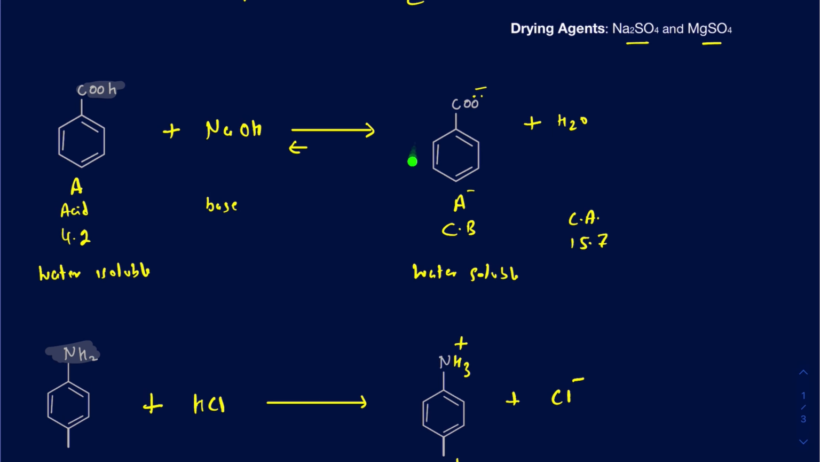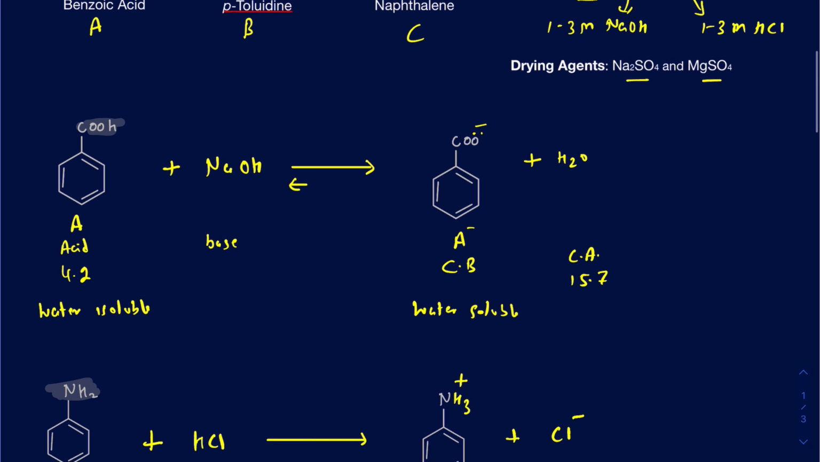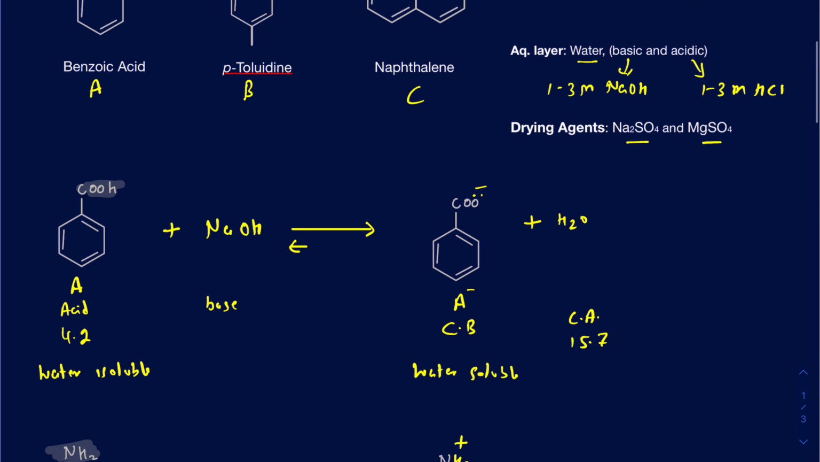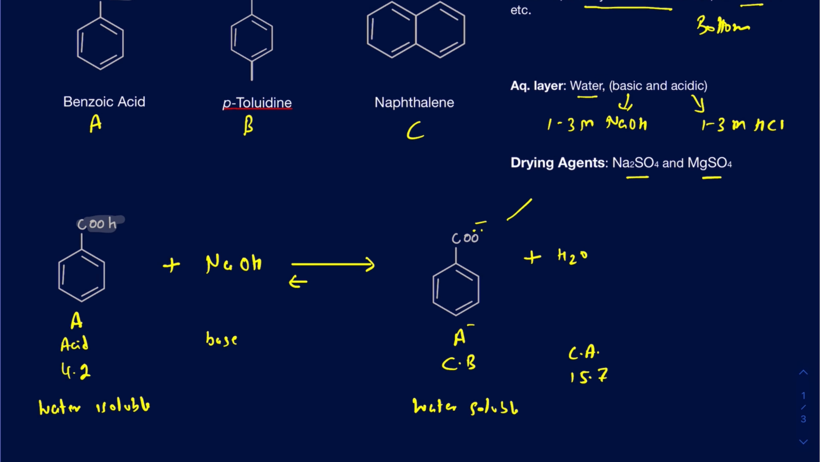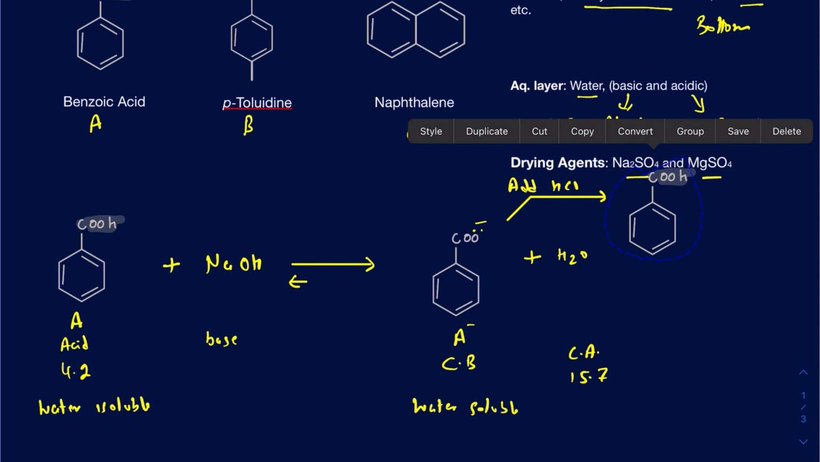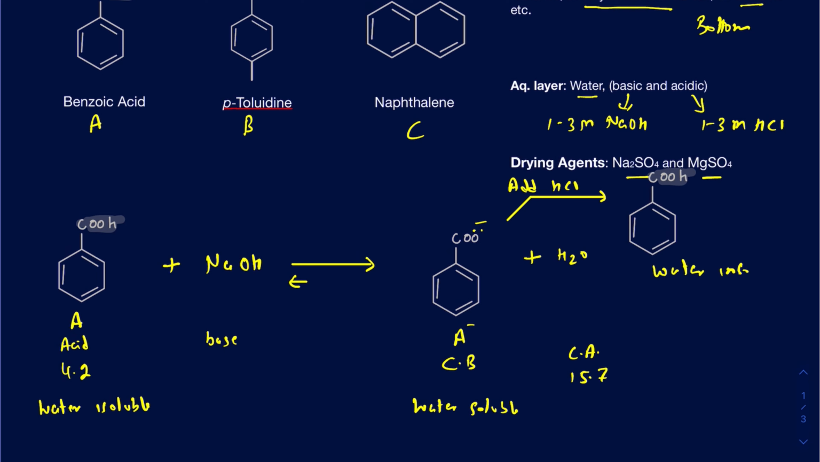But if I go back and add some more acid in there, just as a side note here, if I go ahead and treat this with an acid again, so if I add this acid, what's going to happen? It will go back to the benzoic acid. So I'm going to end up getting this benzoic acid back. And this benzoic acid now is actually going to be water insoluble again. So these compounds can go in and out of the water by playing with the acids and bases.